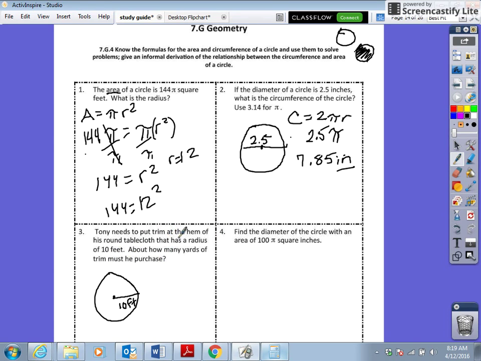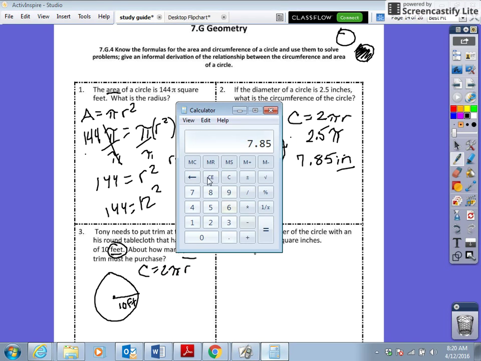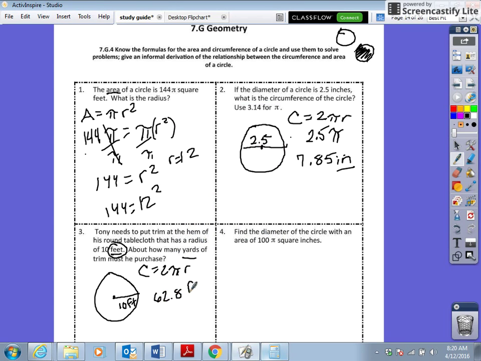About how many yards of trim must he purchase? Now, earlier in this packet, I talked about looking at units. This says feet and this says yards. So when I do find my circumference, it's going to tell me that in feet. I'm going to have to change it to yards. So again, my circumference is 2 pi r. So I'm going to have to multiply this out. 2 times pi times r. So 2 times 3.14 times my r, which is 10, equals 62.8. So I have 62.8 feet.